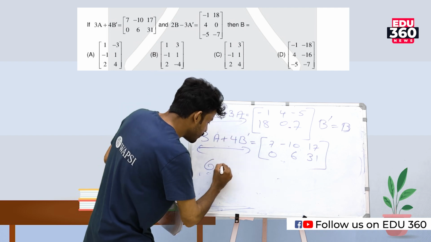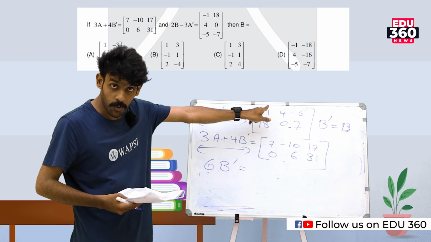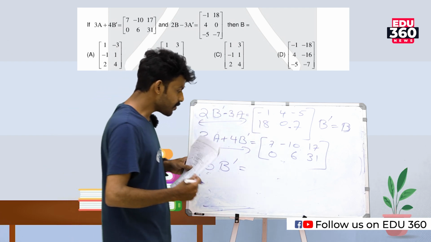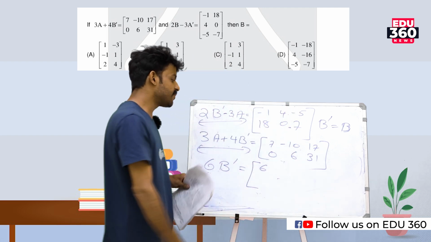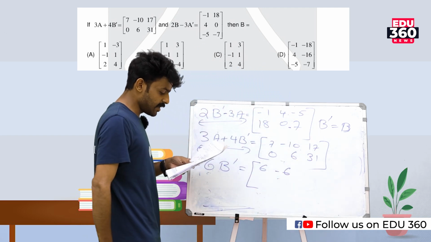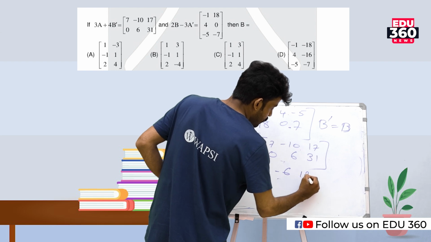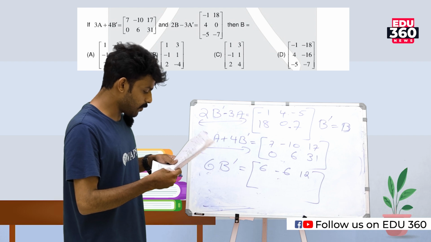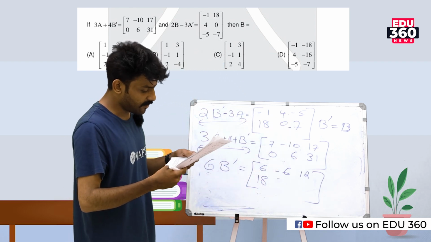So we can write 6B dash is equal to minus 1 plus 7, which is equal to 6. And here 4 minus 10 is equal to minus 6. And here minus 5 plus 17, the value is 12. And here 18 plus 0 means 18. And here 6 minus 0.